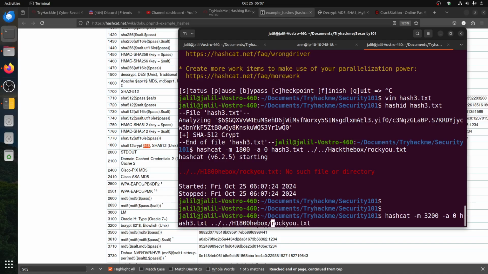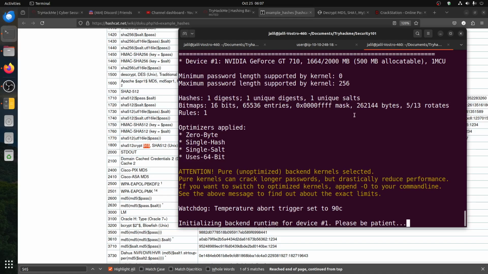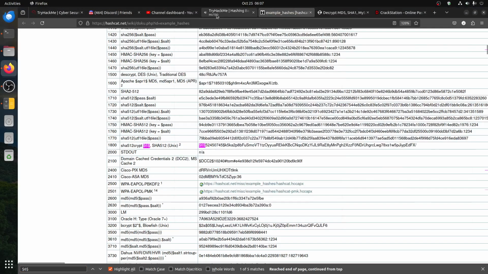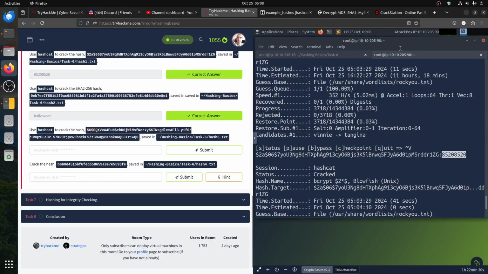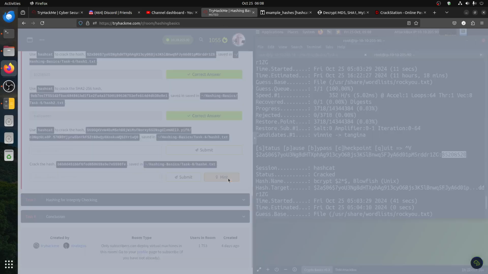What happened here? #3 and then 1800. Let's run it here. My computer should be faster than using that one. Let's do the last one in the attack box. The last one, what's the hint here?